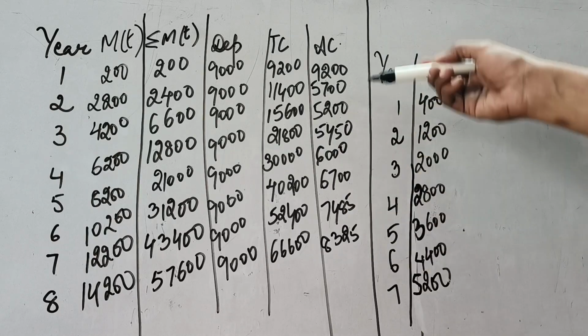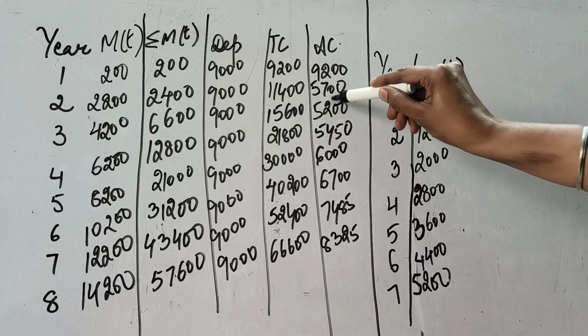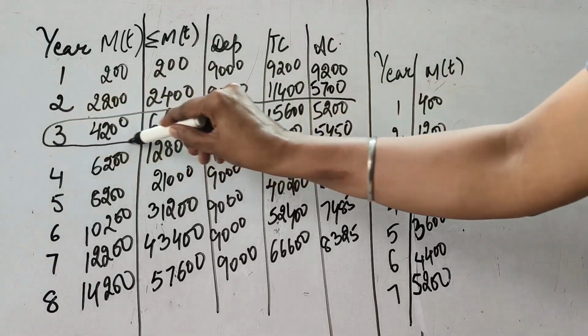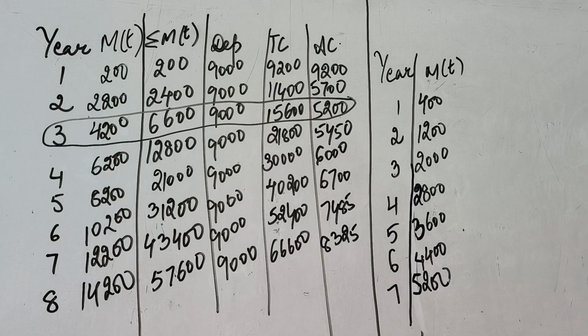Let us see which is the minimum cost. See, cost is reducing. Here it is increasing. So it means this was the year in which the cost was minimum. After that, you can see cost is increasing. Now the same we will do in the second machine as well.